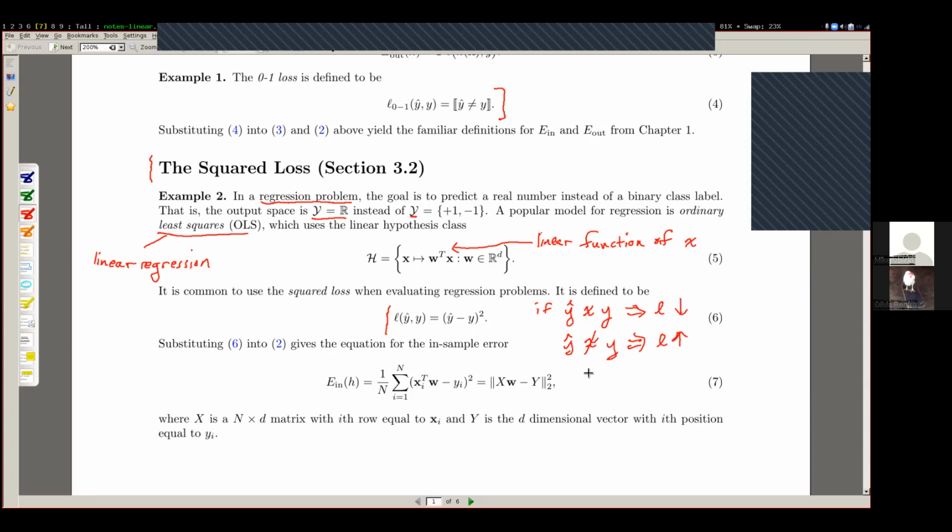There are other loss functions that have this sort of similar property, but this one is just particularly convenient and very commonly used.